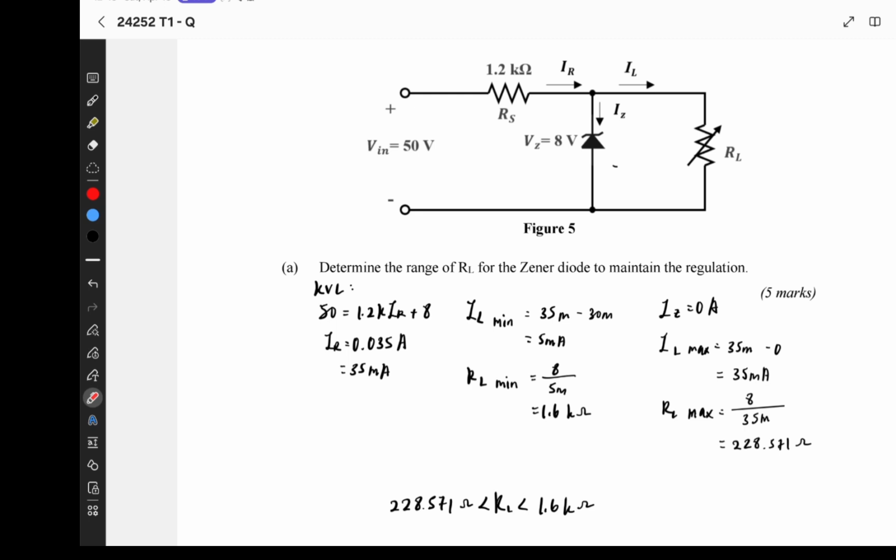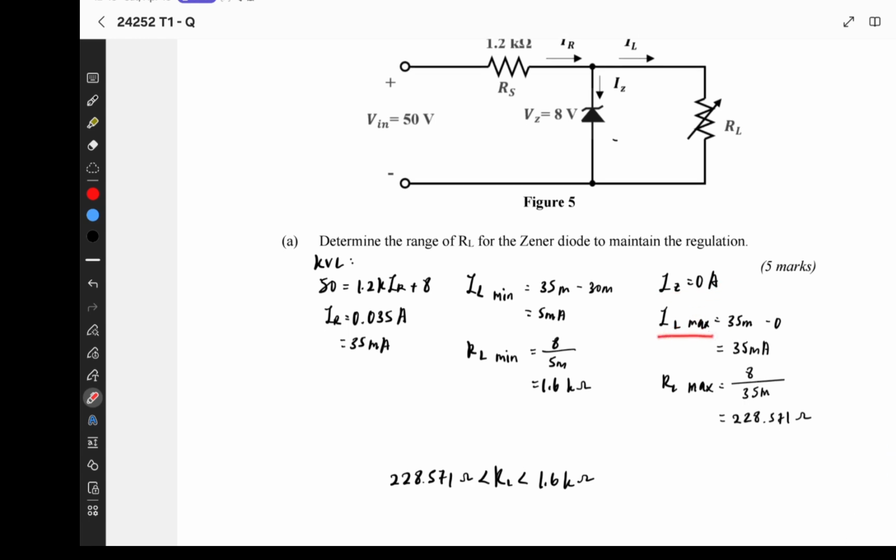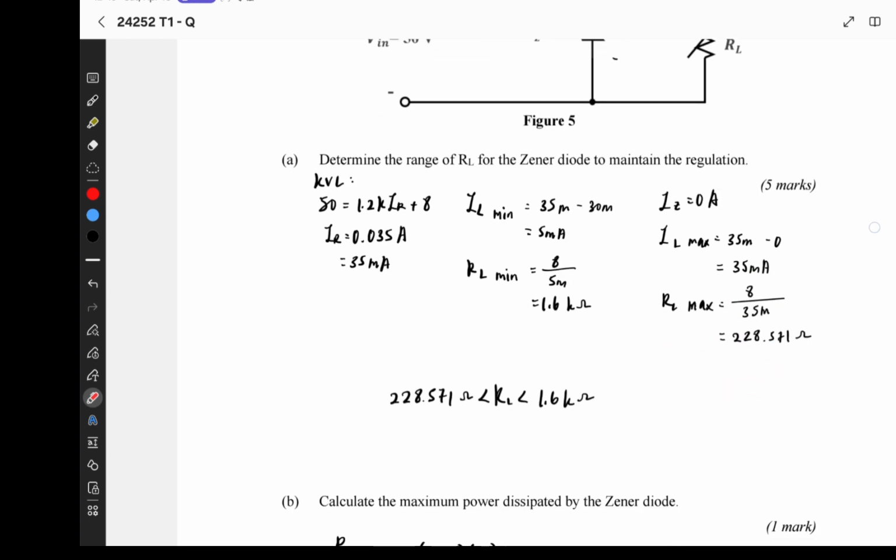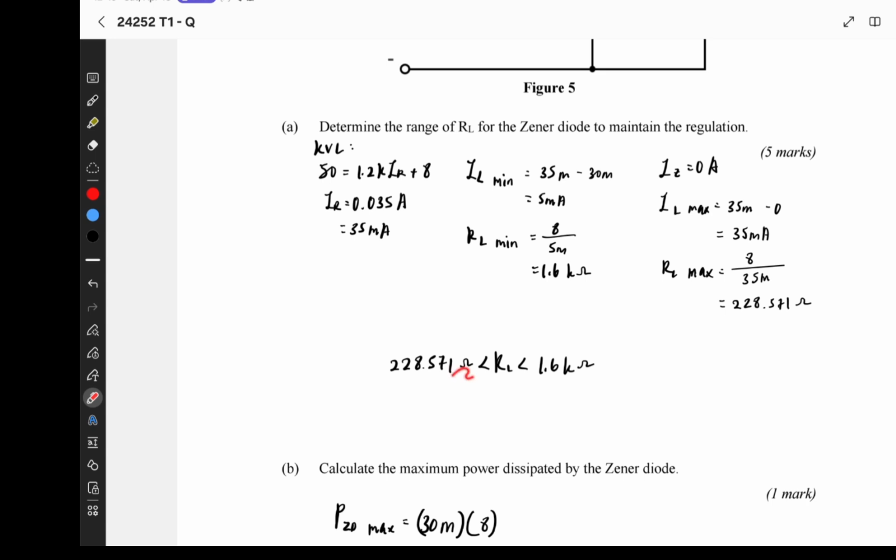If you want to calculate the maximum of IL and RL, we need to set the current of Z equals to 0 ampere. So the IL max is equal to 35 milliampere and the RL max will be 228.571 ohm. So the range of RL is 228.57 ohm to 1.6 kilo ohm.